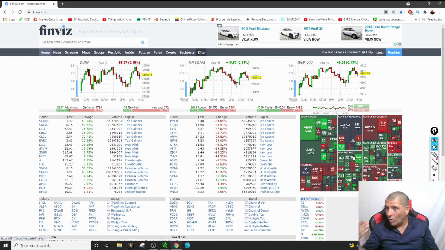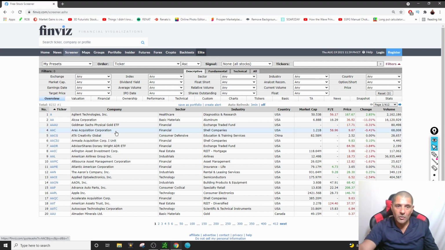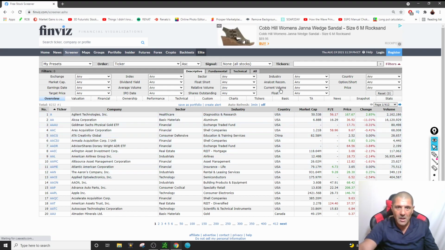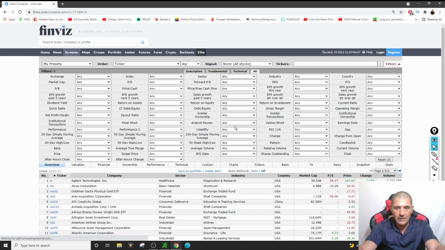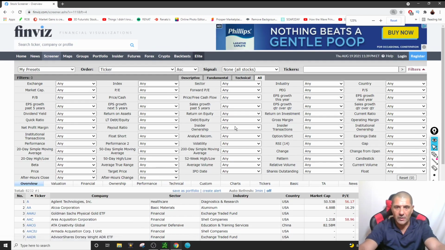Now, with oversold, a lot of stocks are good companies that, at one point, have to turn around and go back to their intrinsic value or become overbought. So with the screener on Finviz, on the top left side, you just click right here. You have a lot of information. Do you see fundamental, technical, and all? Click on all, and you're going to see a larger screen.